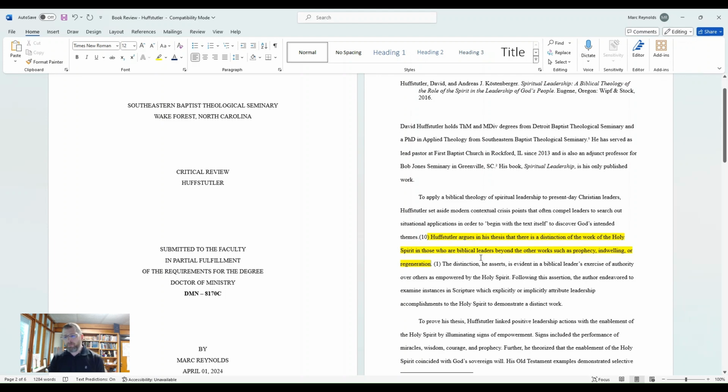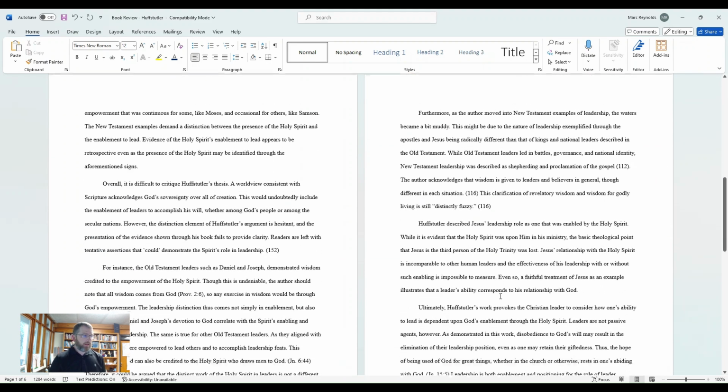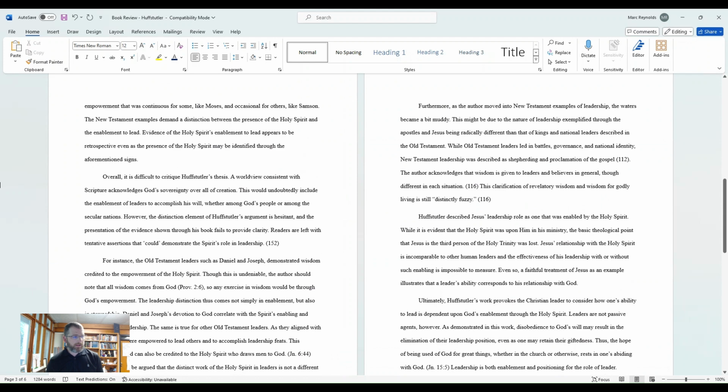Once you state the thesis and the purpose of the writing, you're setting off on a course to see how he proved or supported his thesis. What you're doing is looking for his argument. You're looking to identify how that author has laid out his argument in this book. You see here I've made a couple of notes. He's linked positive leadership actions with the enablement of the Holy Spirit, and it goes on. I gave some different ideas about the outline of how he chose to support his thesis.